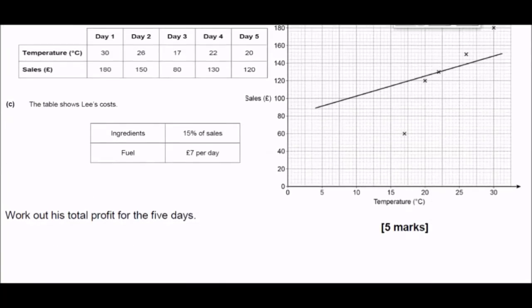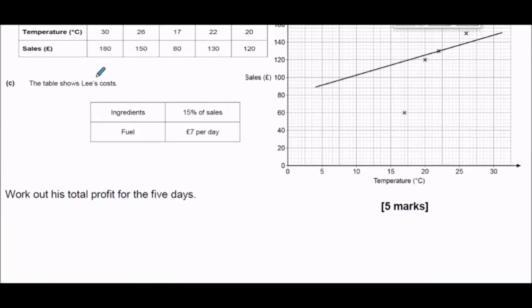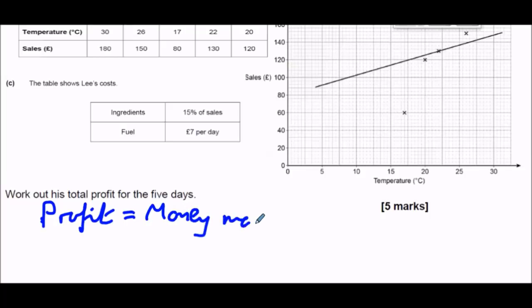So what you need to know really is that profit, all it means is money made take away money spent. It's the difference between what you bring in and what you pay out. So the more money you bring in, the better. So the total profit for the 5 days. So first of all, we can work out his total income.